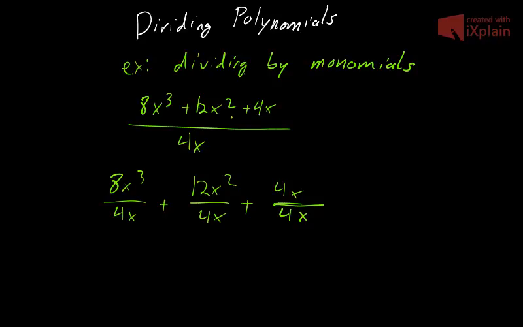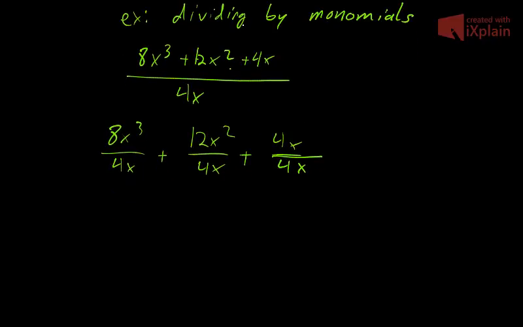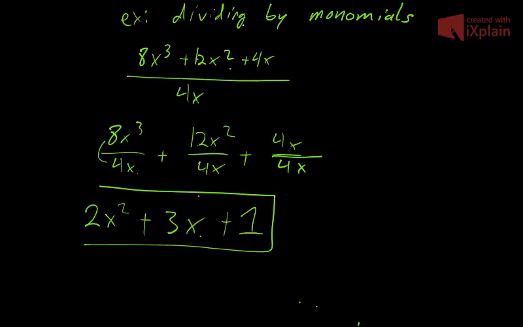So instead of having my fraction combined, like when I'm adding fractions, I just split it up, so I have a lot of easier things to work with. And I can just start canceling things out. I know 8 divided by 4 is going to give me 2, and x cubed divided by x is x squared, 12 divided by 4 is 3, x squared divided by x is x, and 4x divided by 4x is 1. And that would be my answer.